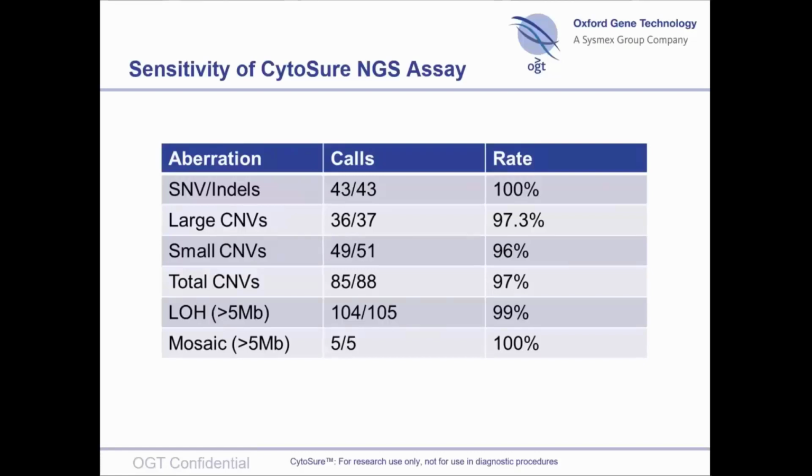We also called 100% of reported pathogenic SNV indels, showing the precision and sensitivity of the assay. CytoSure Constitutional NGS's ability to call both SNV and CMVs gives this assay a larger scope in calling genetic aberrations than microarrays alone.